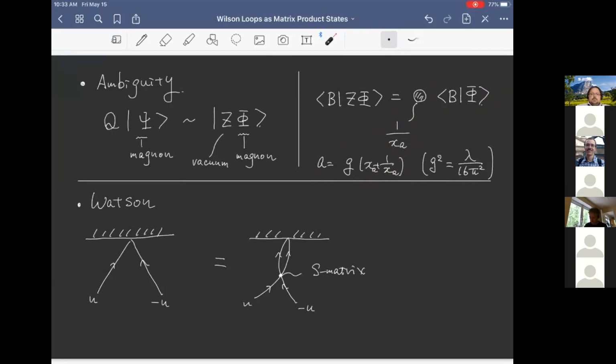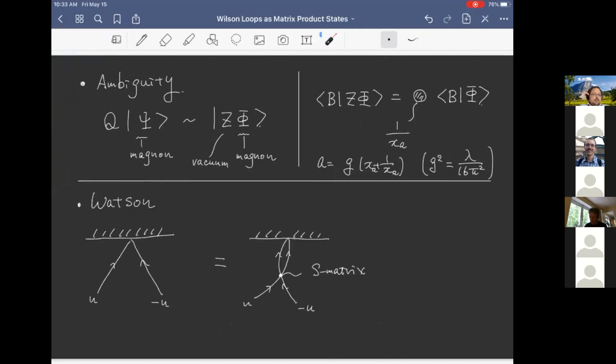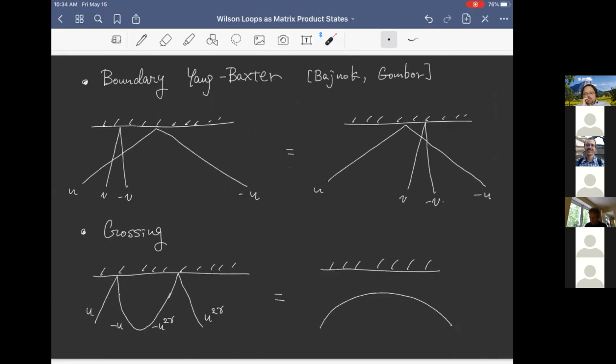And later, it turns out that this A is precisely the fugacity parameter contained in the generating function. But this was just a technical comment. So this was the symmetry constraint, and I can also use the Watson equation, which is basically saying that this overlap between the boundary state and the two-particle states is invariant under the action of the S matrix. And there are also some other constraints coming from integrability.